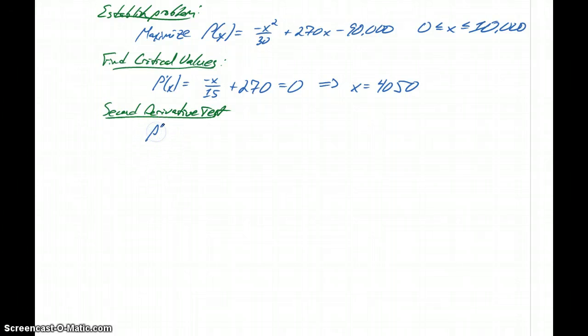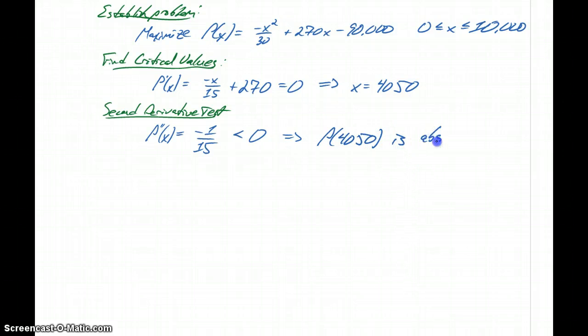So we first calculate the second derivative of our profit function, which is going to be negative 1 over 15, which is less than 0 for any value of x, which implies that x equals 4,050. Or we could say that a little bit differently. We could say p of 4,050 is the absolute max. So we have an absolute maximum whenever x equals 4,050.